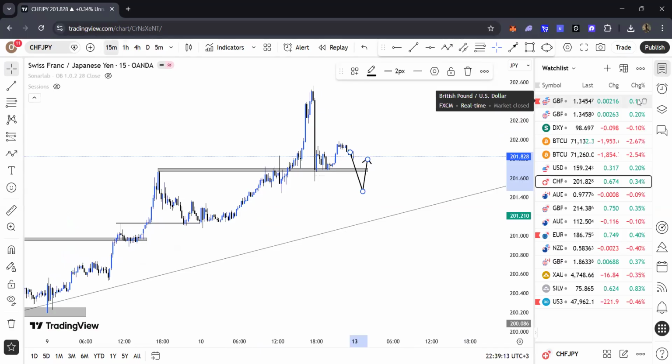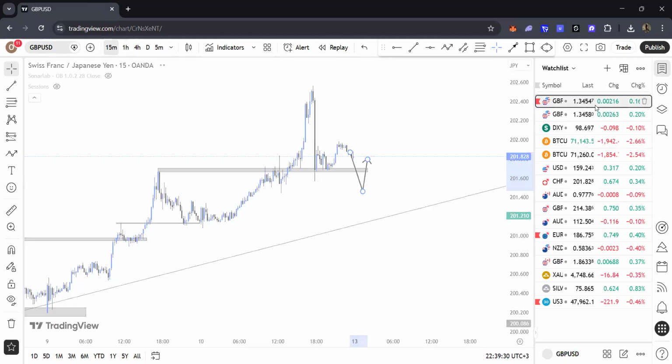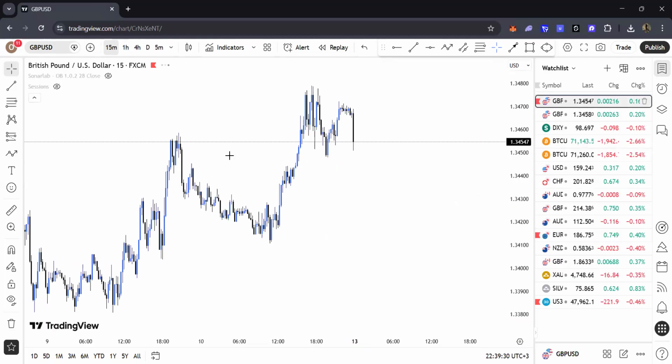Let me see. You sent something that I wanted to enter, but I'm still in my buy. See, it beat you badly. Yeah, it hit me. So make it simple. Market structure is the best.